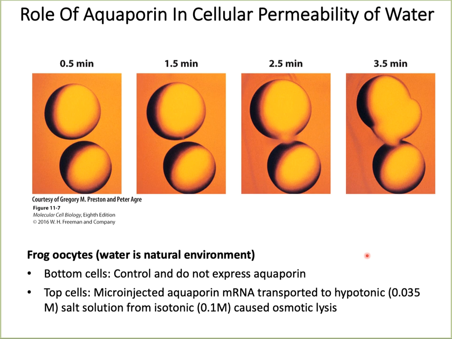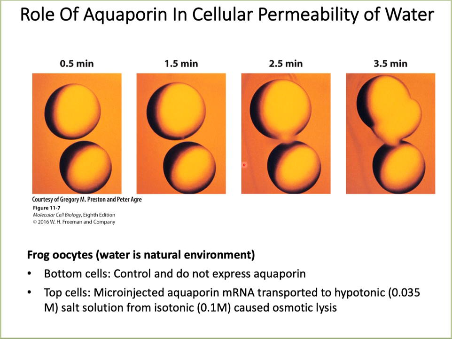Here is a beautiful experiment to show the role of aquaporin. The natural environment for the frog oocyte is water. To prevent water from entering the oocyte, no aquaporin channels are present on the oocyte plasma membrane. But in an experiment, a frog oocyte was microinjected with aquaporin mRNA made in vitro, and the mRNA translates into aquaporin, and the cell inserts the aquaporin on the plasma membrane, its natural destination.